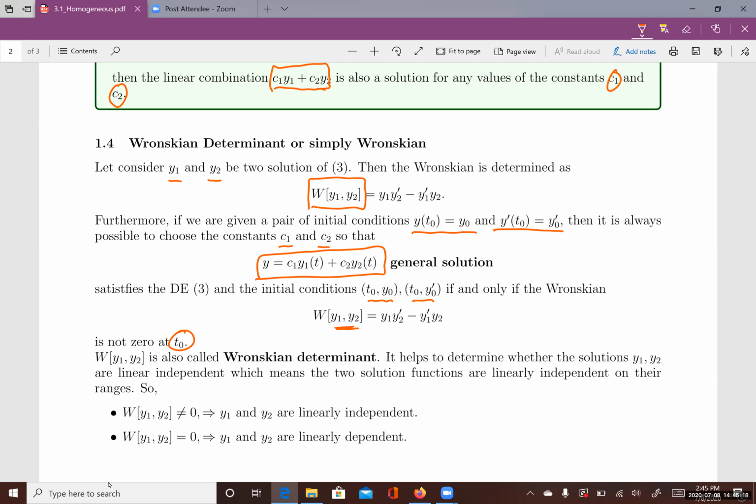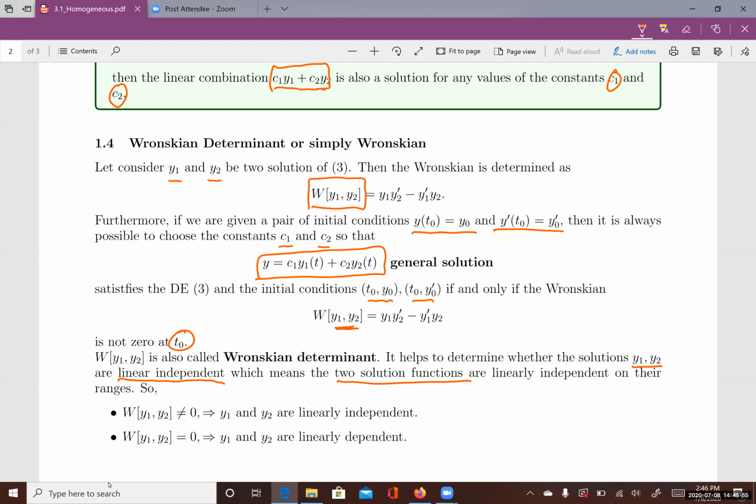So the Wronskian determinant helps us to determine whether the solutions y1 and y2 are linearly independent, which means the two solution functions are linearly independent on their ranges. If they are linearly independent, that means they span the entire solution set for the differential equation. If they are not linearly independent, they do not span the whole solution set for the differential equation.